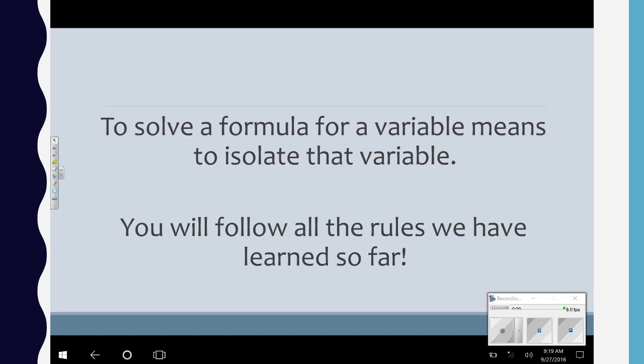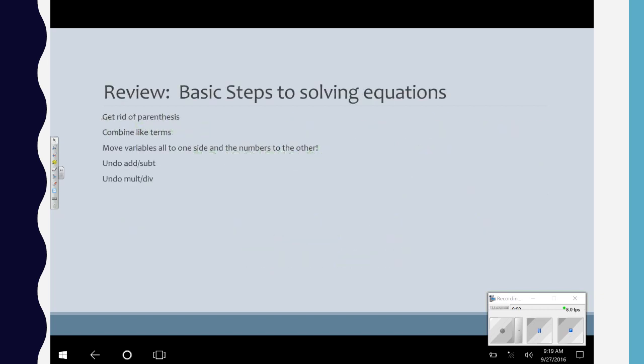So if we have something like area equals 1/2 height times the sum of the bases, sometimes we might know everything but this base. And if we solve it up front for that base, it makes doing a whole bunch of other problems a lot easier. So that's what I mean by solving for a variable. Okay, we're going to use all the rules that we've learned so far.